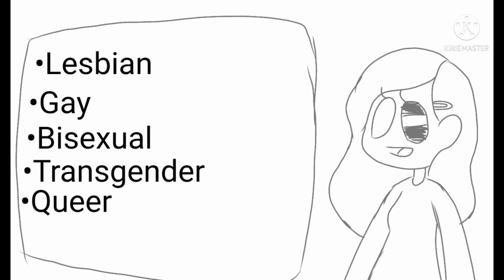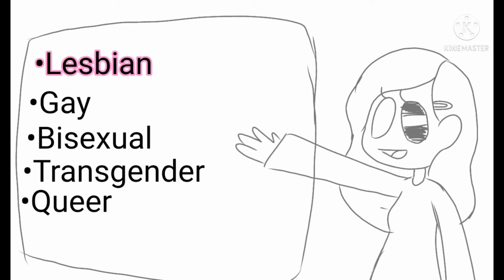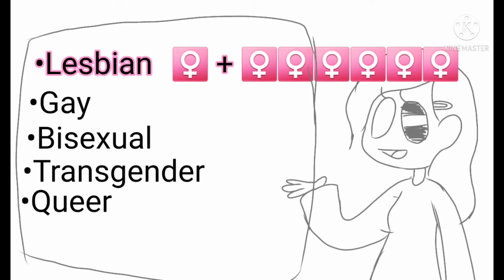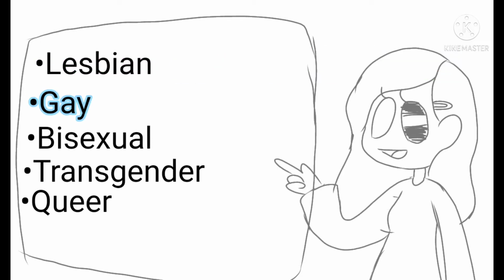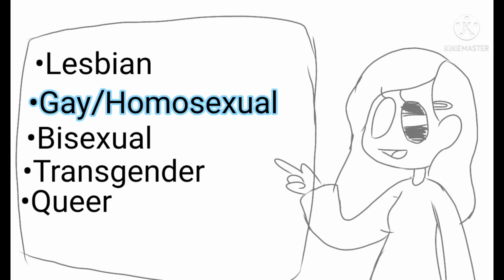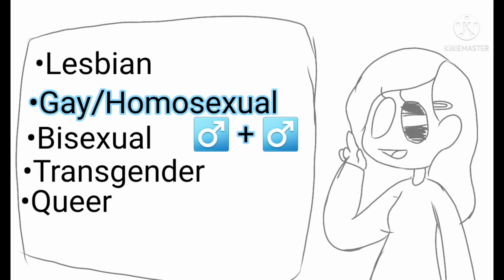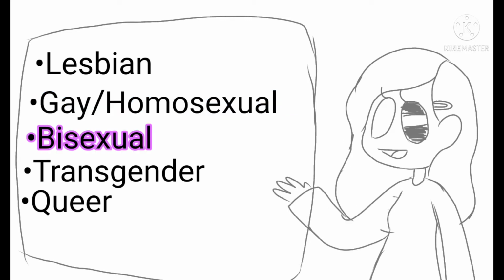Now, sure, we know what the letters stand for, but let's get into what the actual words mean. A lesbian is a woman who is attracted to another woman, or just women in general. And gay, or a homosexual, is a man who is attracted to other men, sort of like the male version of lesbian. And a bisexual person is someone who is attracted to both males and females.